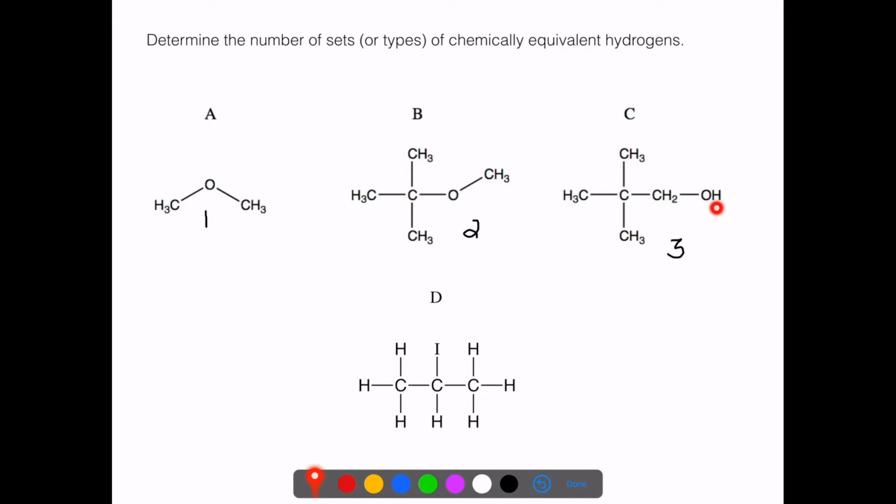Remember that anytime we have an OH, this typically doesn't split others because of exchange. And then finally on this last one, we also get 2 types. Again, why? We have these 3 and these 3, a total of 6. These are all the same, and they are different than this one. So again, 2 types that are there.